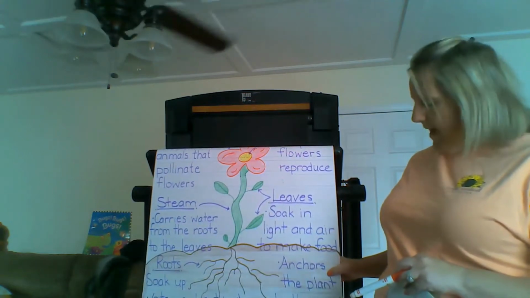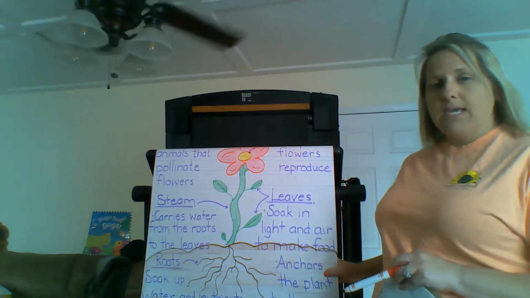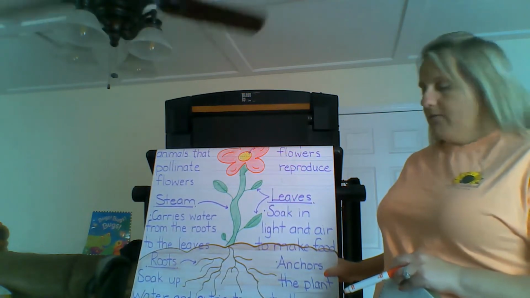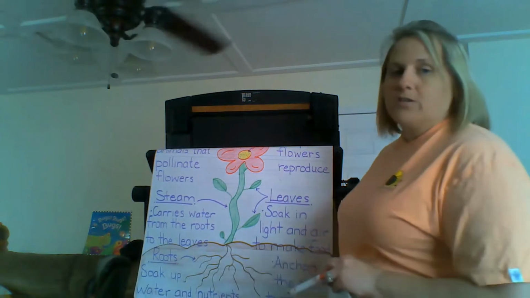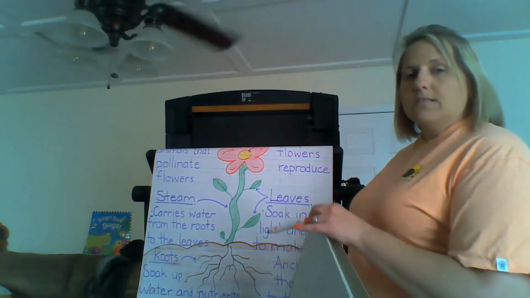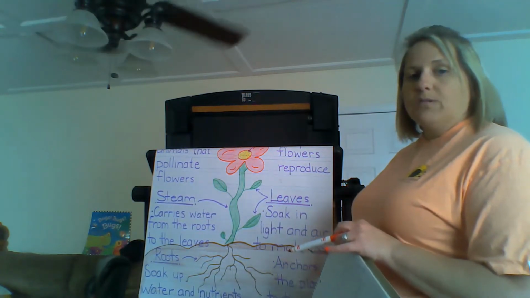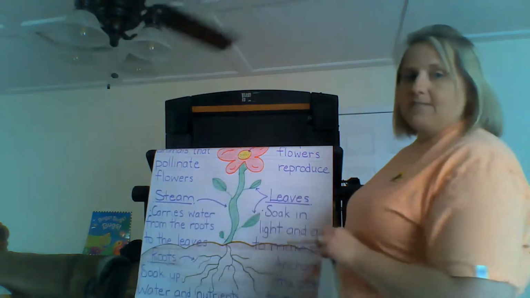The roots help anchor the flower or the tree or whatever the plant may be into the ground so that it doesn't fall over, and it also helps soak up the water and nutrients. The water soaks up through the roots and goes into the stem, which carries the water from the roots to the stem and to the leaves and to the flower.